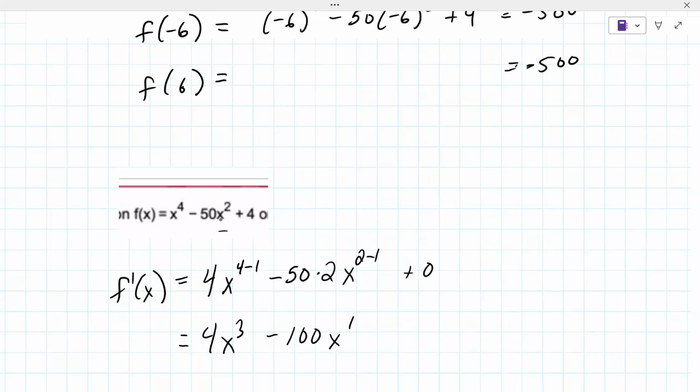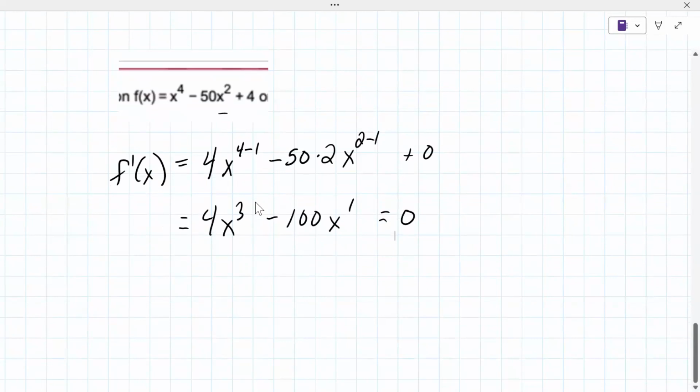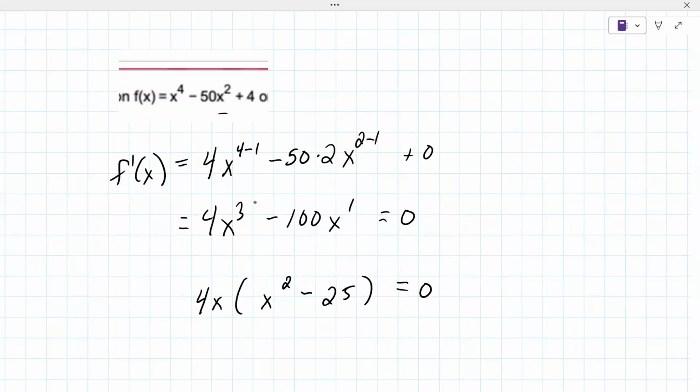All right, so you set it equal to 0. If you had a TI-84 Plus, I think it might have a solver for something like this. I don't really remember, but you can factor to solve. You factor out a 4x from both, and you get x squared minus 25. Then you set both of these equal to 0: 4x equal to 0 and x squared minus 25 equal to 0.